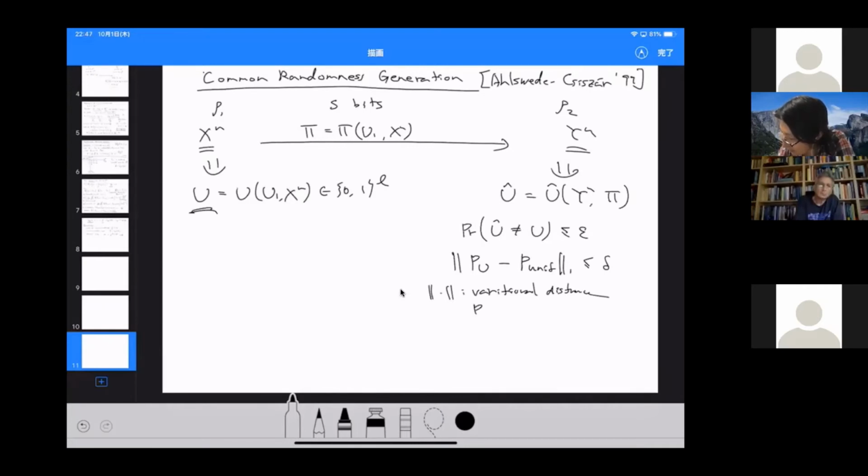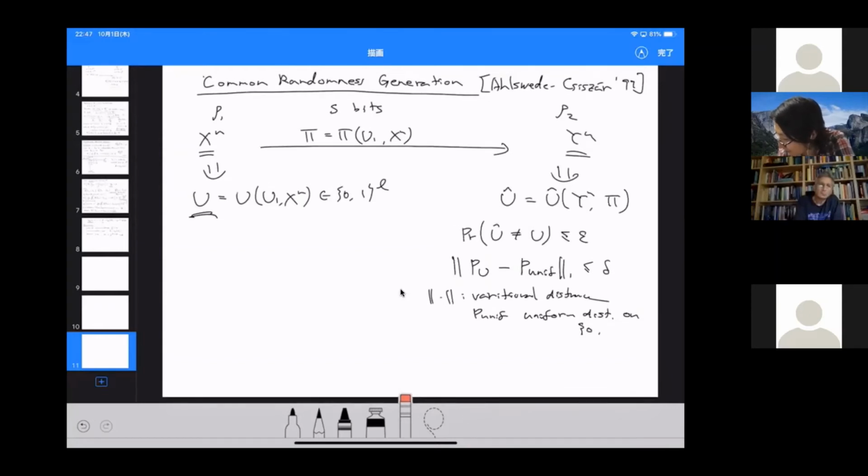And P unif is the uniform distribution on the L-bit space. Okay, and if there exists a protocol satisfying these conditions, we say that protocol is an (L, S, epsilon, delta) protocol.